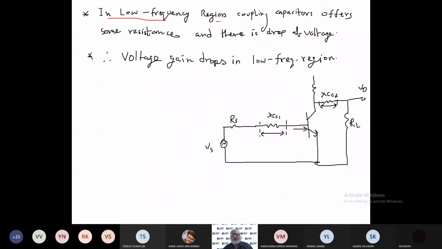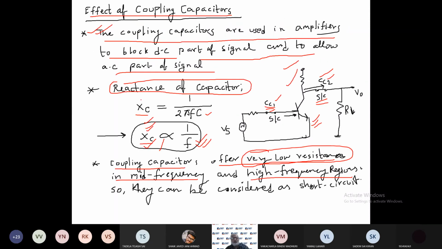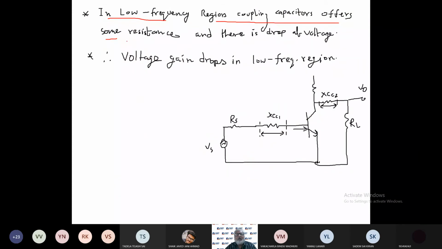So there is no effect of the coupling capacitors when our transistor is operating in the mid frequency region or high frequency region. Now we talk about the low frequency region. In the low frequency region, the coupling capacitor offers some resistance, because already we know Xc is inversely proportional to 1 by f.